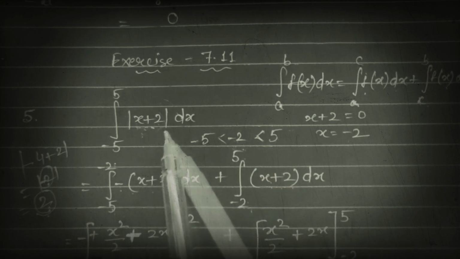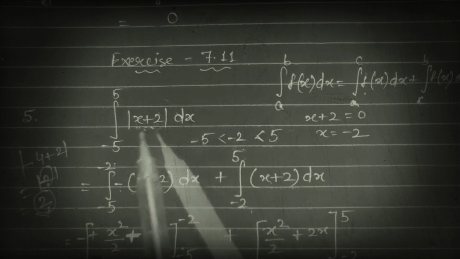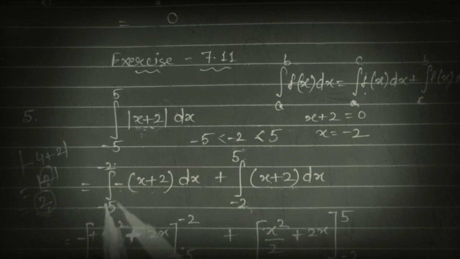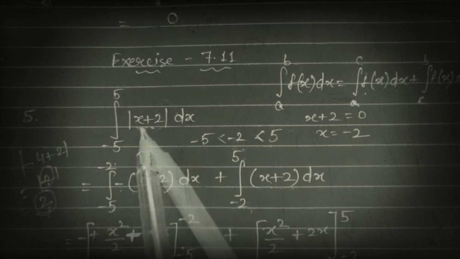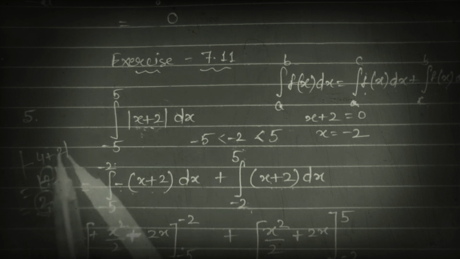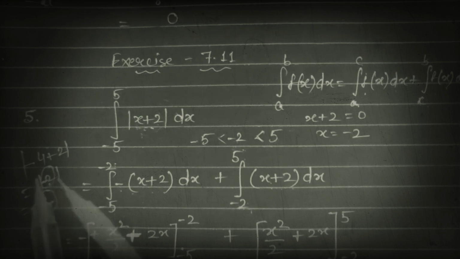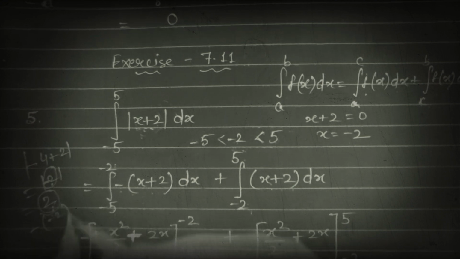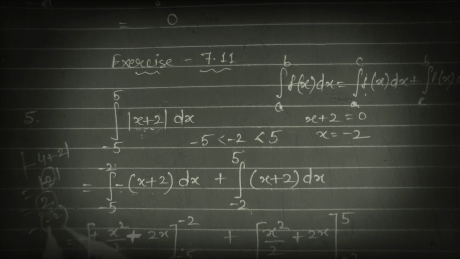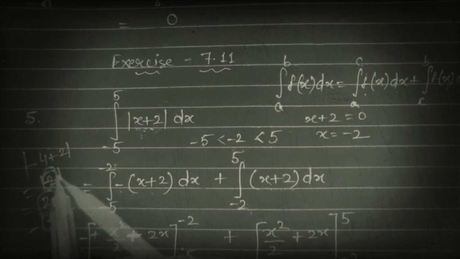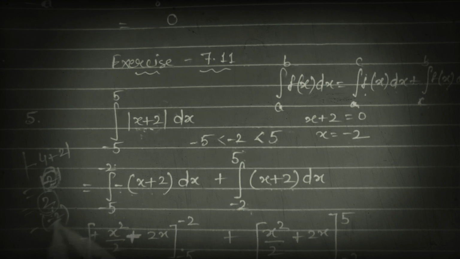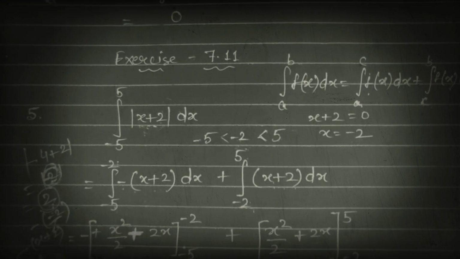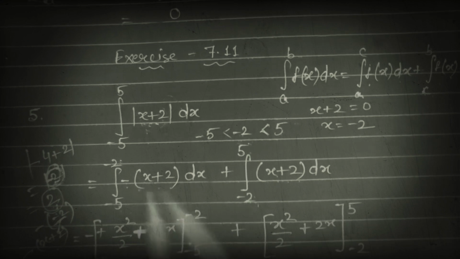Now we will check whether x plus 2 is negative or positive. Between minus 5 and minus 2 you can take any number. Suppose minus 4. Minus 4 plus 2 is minus 2, and the modulus of minus 2 is 2. So we can write it as minus of minus 2, which is 2. So here the modulus of x plus 2 is minus of x plus 2, so we write a minus sign here.